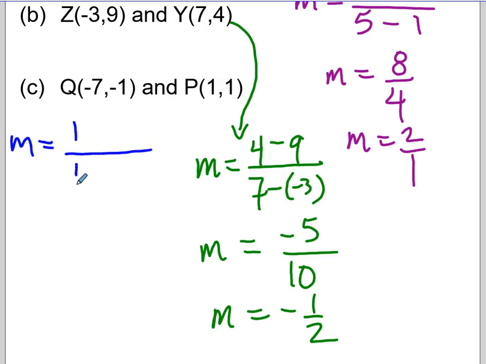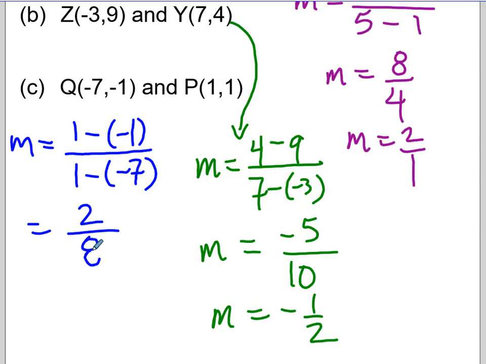Okay, and then lastly, we have lots of negatives in this one. Got to be really careful. So this becomes 2 on top, 8 on the bottom, and I want to make sure I reduce. So the slope for part C is 1/4, so we're going up 1 and running 4. So this would go up 1 and run 4. So it's kind of a flatter line.